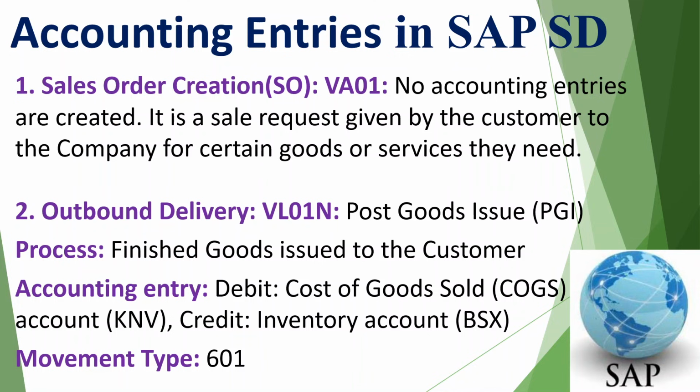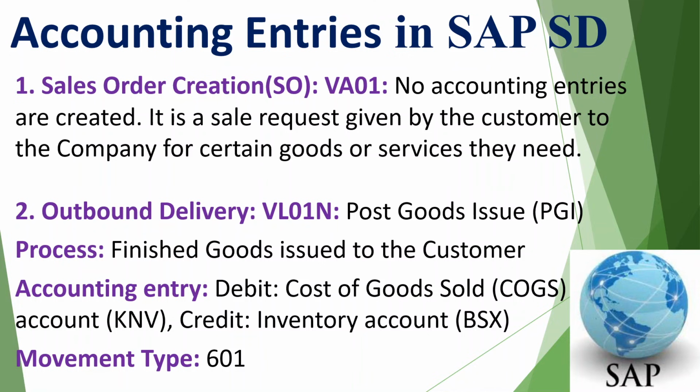So the accounting entry at this level is debit COGS account, with the transaction key GBB, and credit the inventory with the BSX. Remember, it is a finished goods inventory, it is not a raw material. It is a finished goods inventory with the BSX transaction key, and the movement type used in this case is 601.